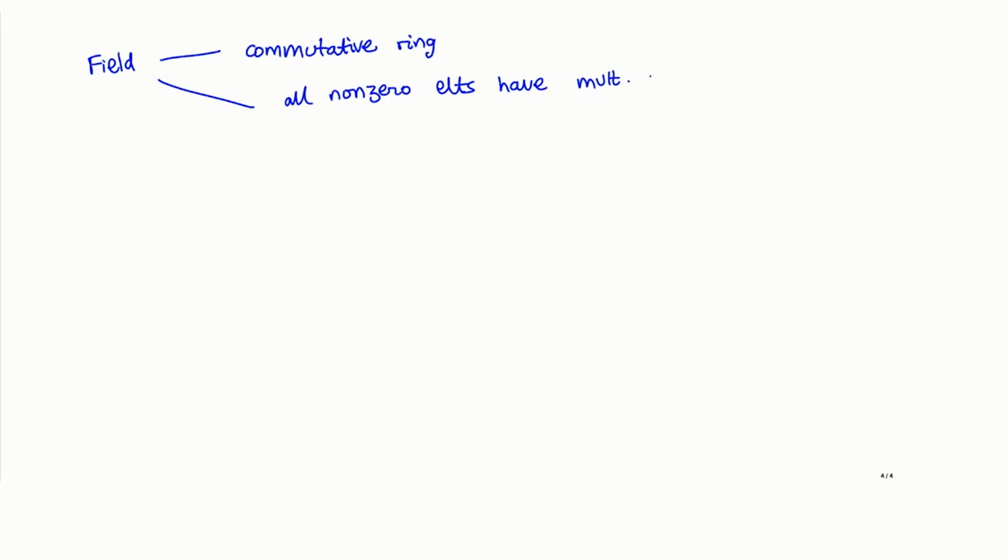Now a field, remember, is a very special kind of ring. A field has two important properties. Number one, it's a commutative ring. And the second important property is that all non-zero elements have multiplicative inverses. So these are the two important properties that a field possesses.